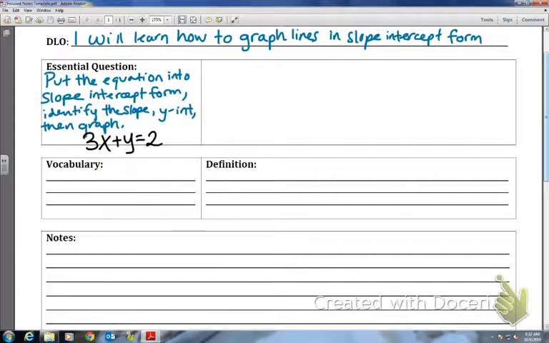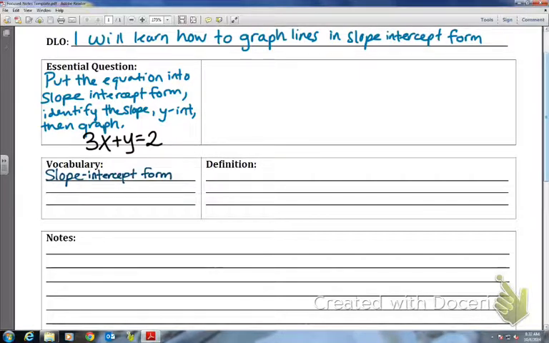Alright, so we have only one vocabulary word today. Our vocabulary word is slope-intercept form. So it's kind of a formula and a vocab word at the same time. The definition isn't really a word definition, it's actually more just the form itself.